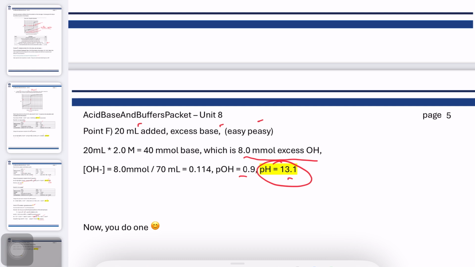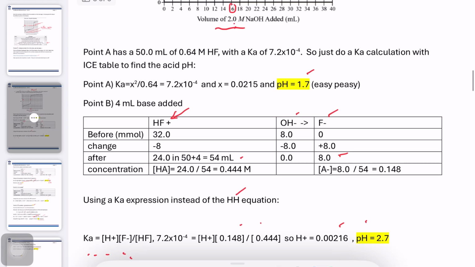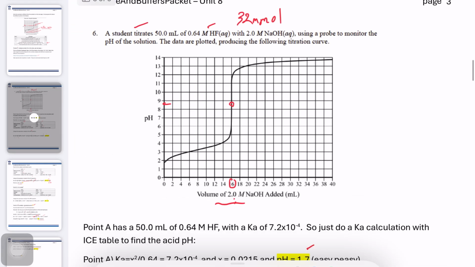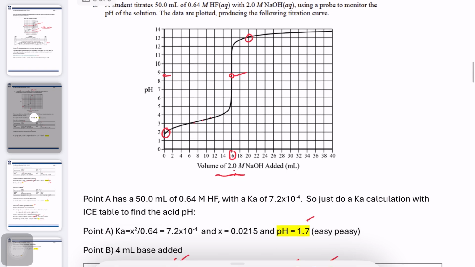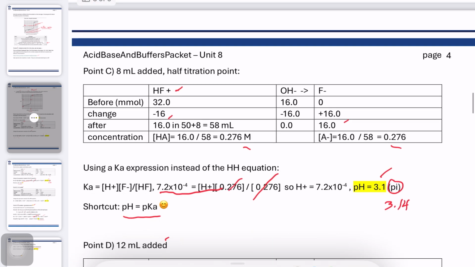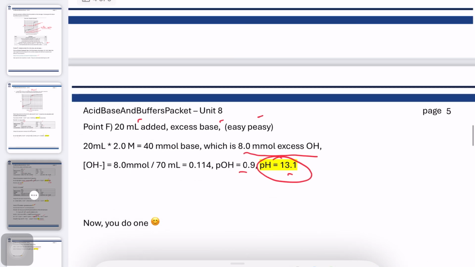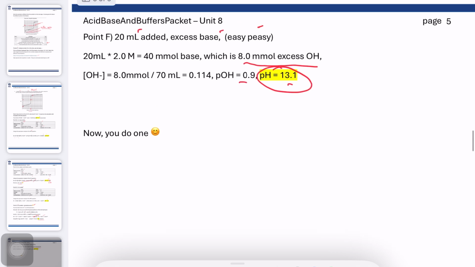So again, you can pause and absorb more of this, but I wanted to go through those points again. Point A is the pure weak acid. Points B, C, and D are in the buffer region. Point E is the equivalence point, and point F is the excess base. This is one example going all the way through of a weak acid, strong base titration.